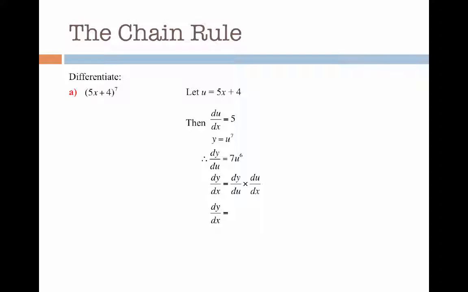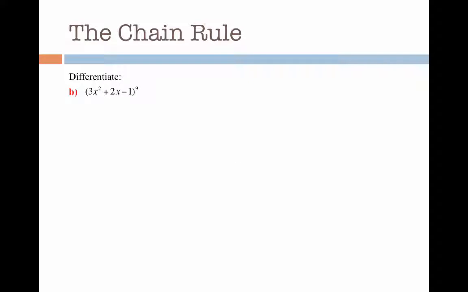What this means is that dy dx is going to equal 7u to the power of 6 times 5, which gives us 35u to the power of 6. Now that's an answer. However, we want to write our answer in terms of x. Now we know what u equals. U equals 5x plus 4. So we're going to rewrite this as a final answer of dy dx equals 35 times 5x plus 4 to the power of 6.